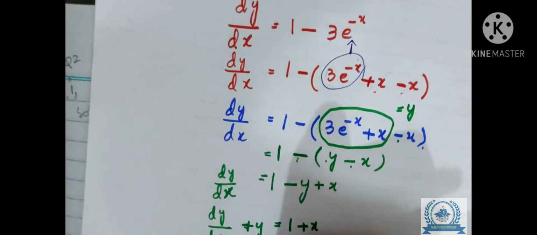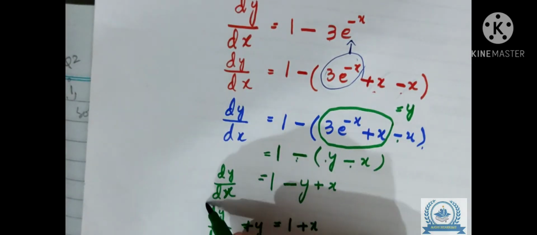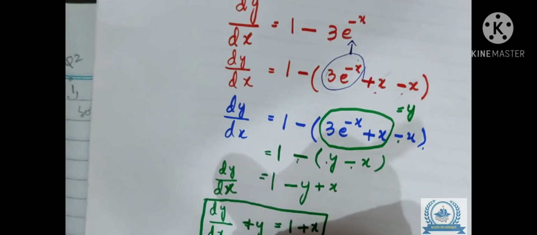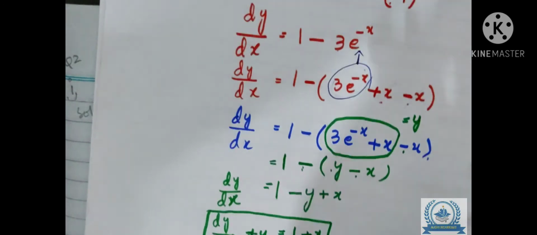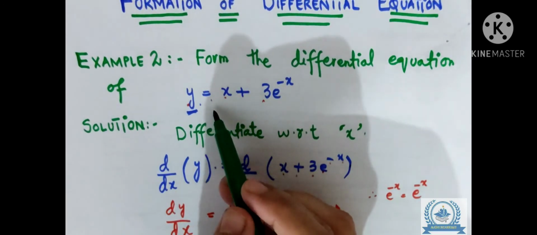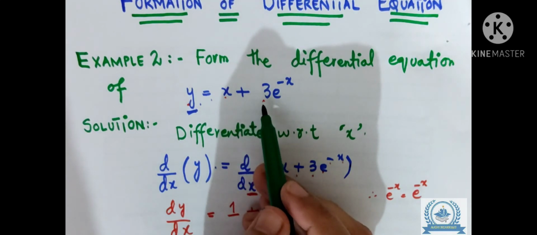So this is the differential equation of the above equation, which is y is equal to x plus 3e power minus x.